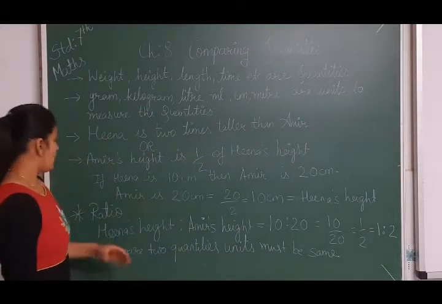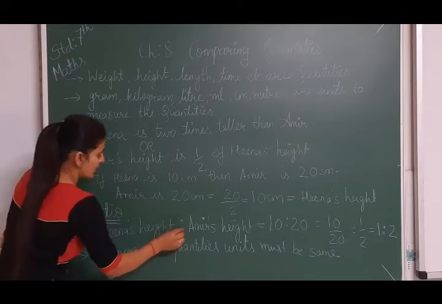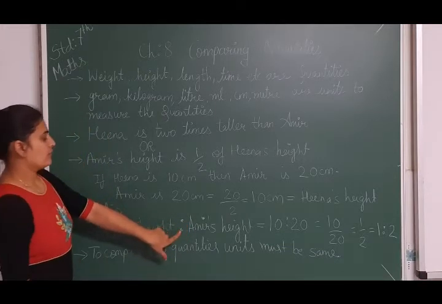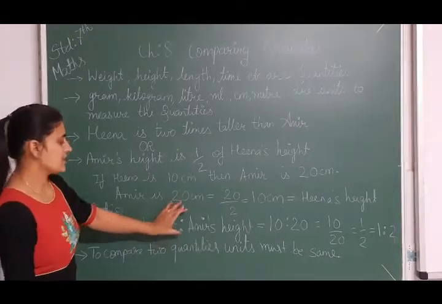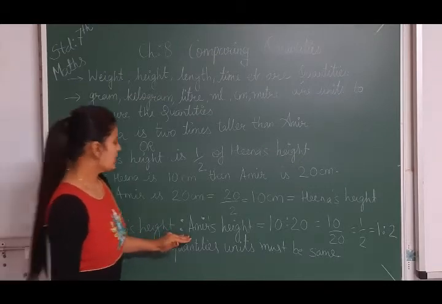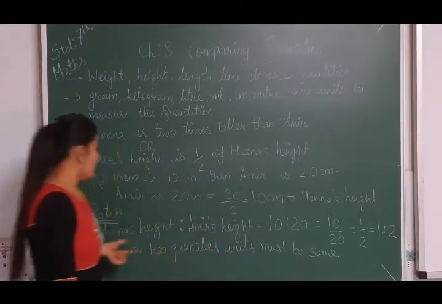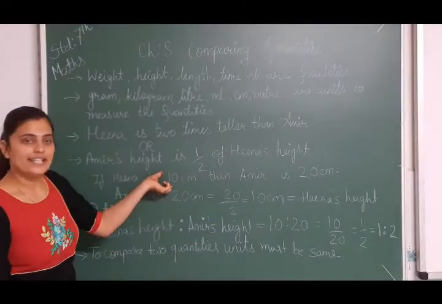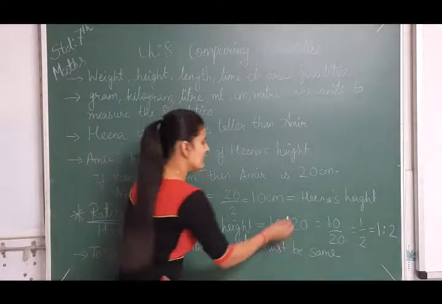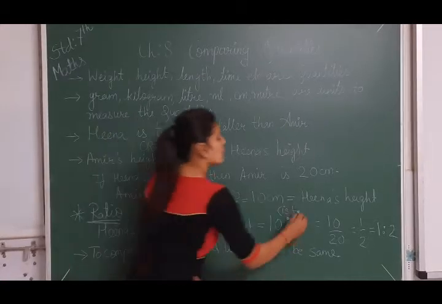So this statement can be represented in mathematical form in this way: Amir's height is half of Hina's height. Now what about ratio? Here ratio is written in this way. Hina's height is to Amir's height. This is called a ratio. It will be equal to, what is Hina's height? Hina's height we have taken as 20 and Amir's height we have taken as 10. So 20 is to 10. These two dots are called 'is to'.